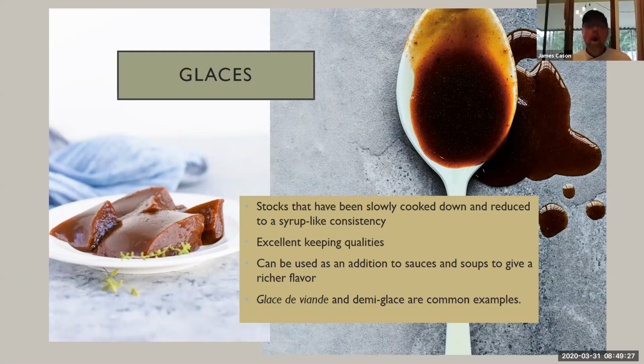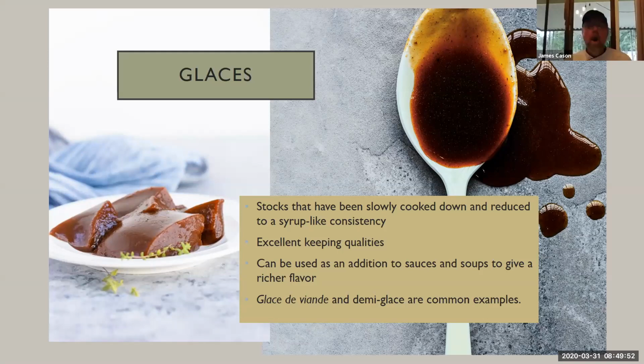So we like to add it to things. You know, there are commercial products, the Better Than Bouillon and all that kind of stuff that you can buy in the grocery store. And that's what they're trying to replicate, these concentrated flavor glosses. So glace de viande and demi-glace are common examples of the use of a gloss.